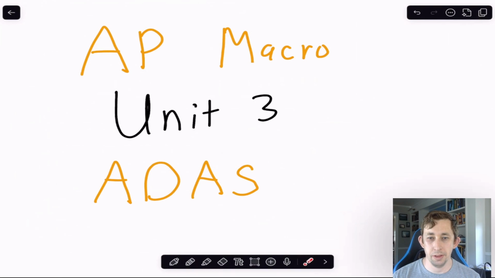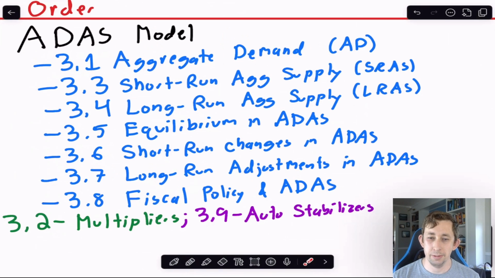Today I'm going to talk about Unit 3 of the AP Macro Curriculum, which is about the ADAS model. Because I'm doing a unit review, I'm not going to spend a ton of time on each section, but I am trying to give you the big idea in as concise of a video as possible.